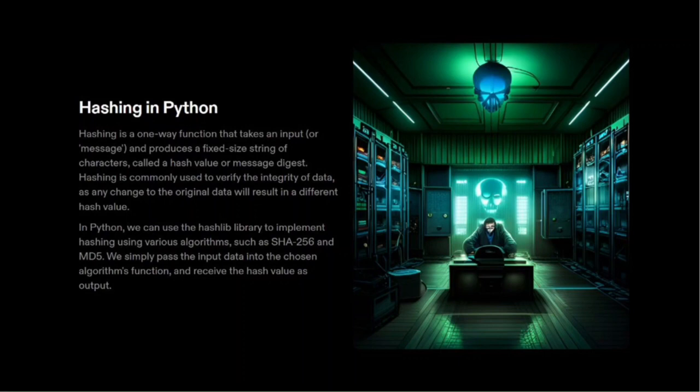a different hash value. In Python, we can use the hashlib library to implement hashing using various algorithms such as SHA-256 and MD5. We simply pass the input data into the chosen algorithm's function and receive the hash value as output.